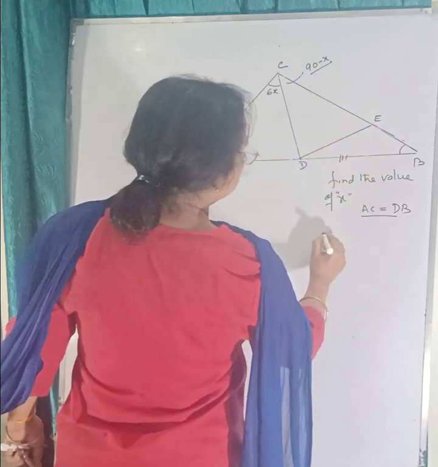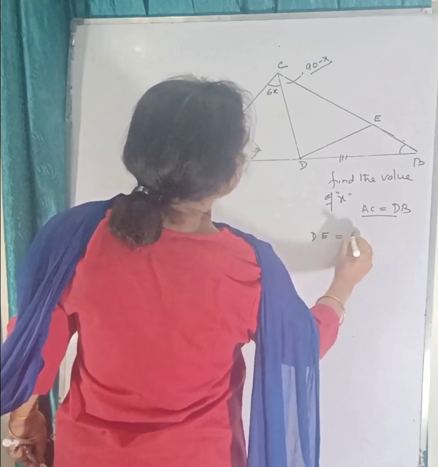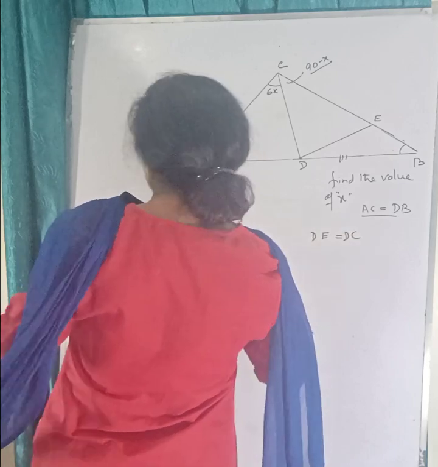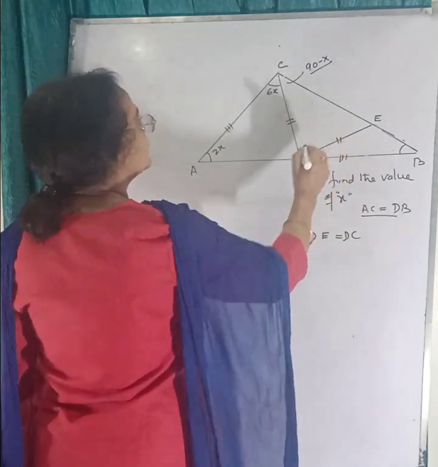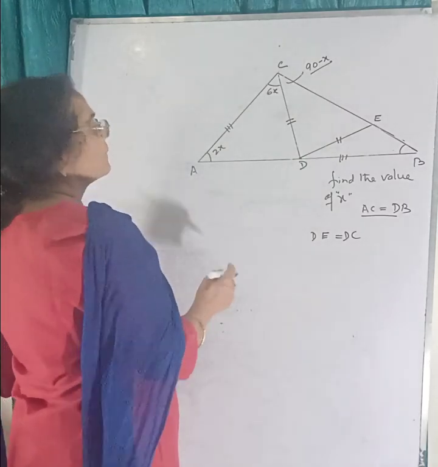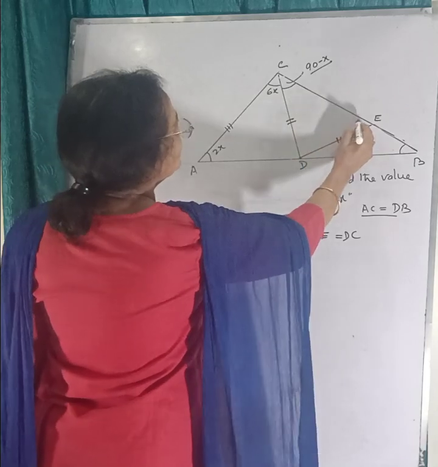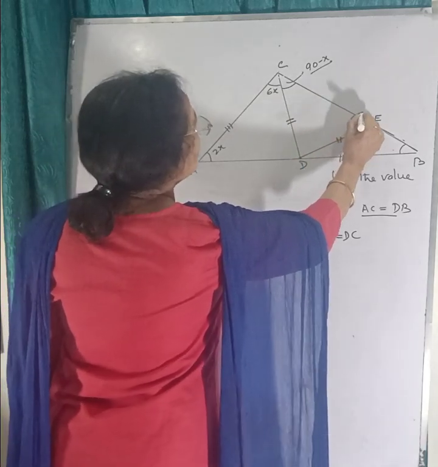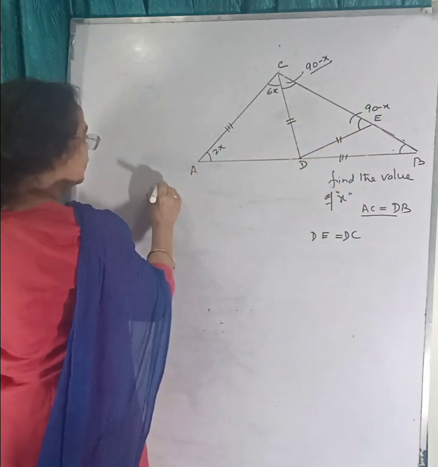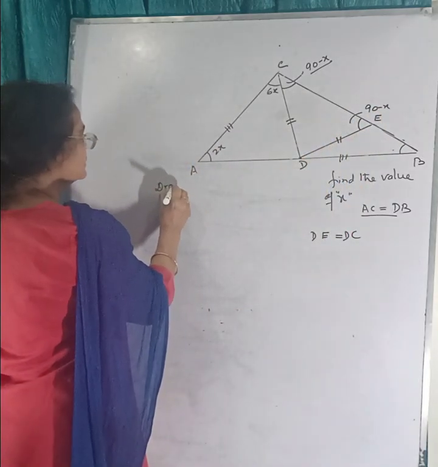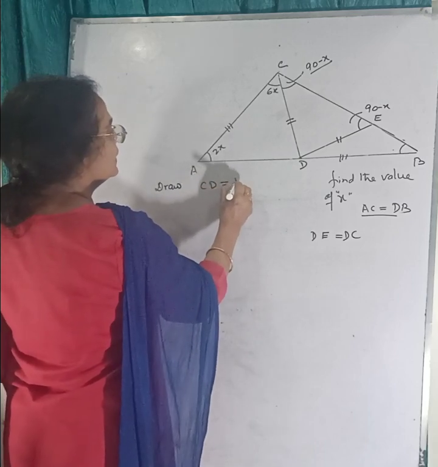It means we have joined in such a way that DE is equal to CD. DC is equal to this. If this is 90 minus x, it means this will also be 90 minus x. Okay. क्या ड्रॉ किया? CD equal to DE.